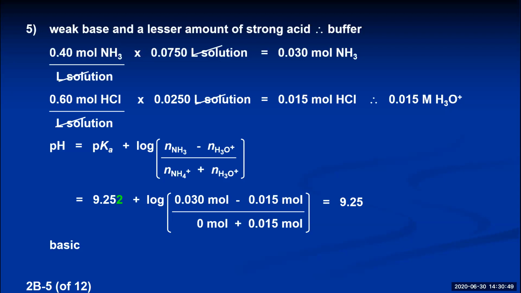Number 6. A solution is prepared by mixing 10.0 milliliters of a 0.25 molar hydrochloric acid solution and 40.0 milliliters of a 0.20 molar potassium chloride solution. Will this be a buffer?